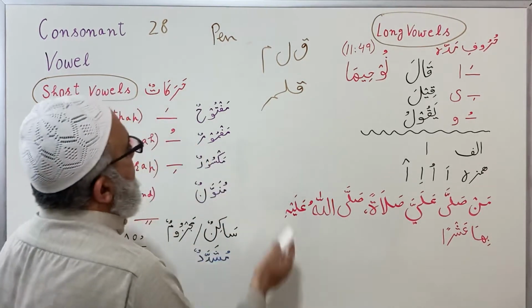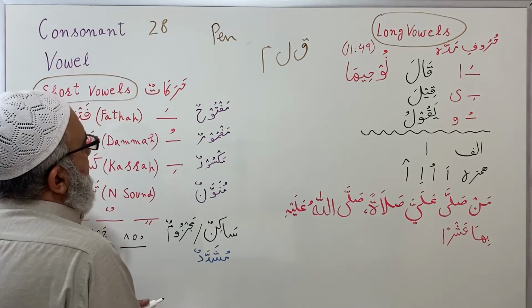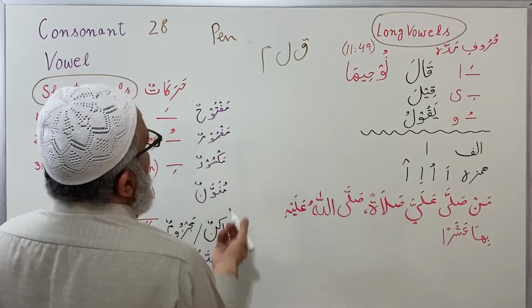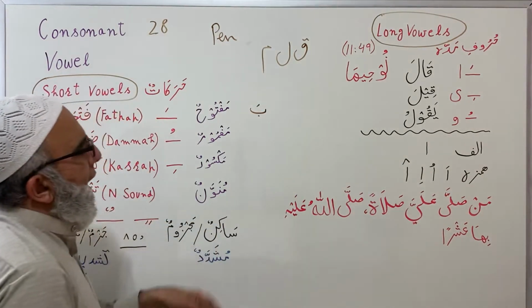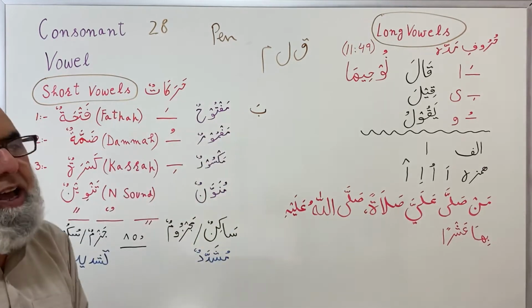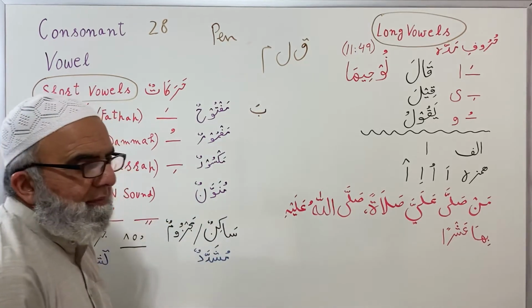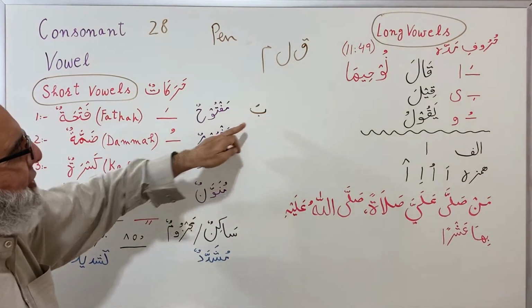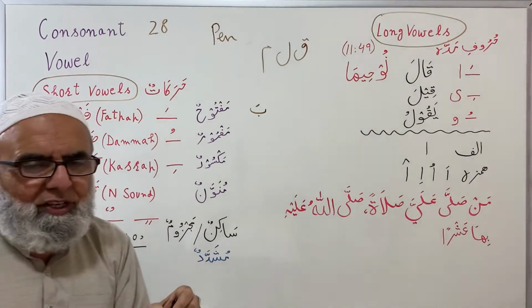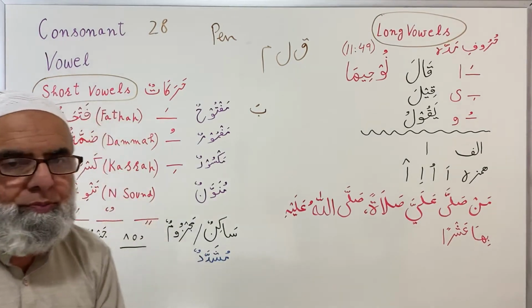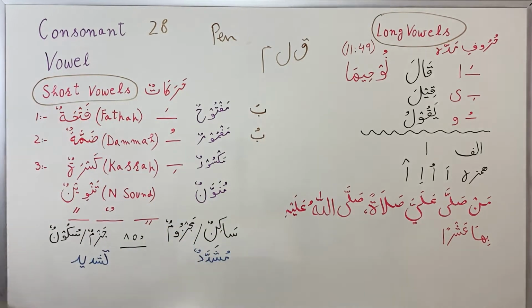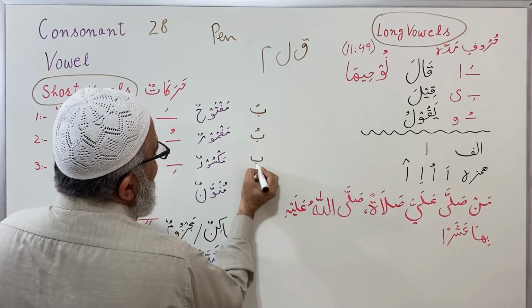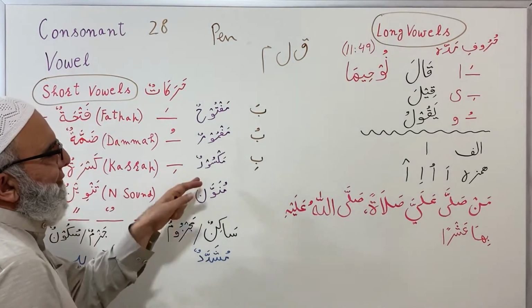For example, I wrote the ba, then I put the fatha over it. It is called ba. In this situation, this ba is called maftuh. Those letters which have fatha are called maftuh. The ba which has the dhamma over it is called mazmoom. The ba which has the kasra is called maksur.